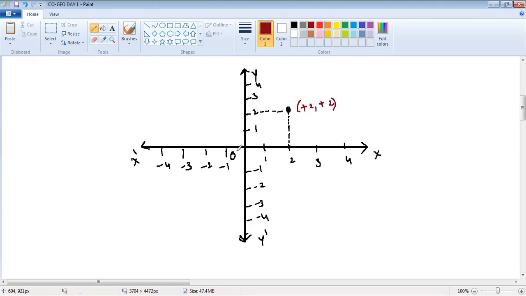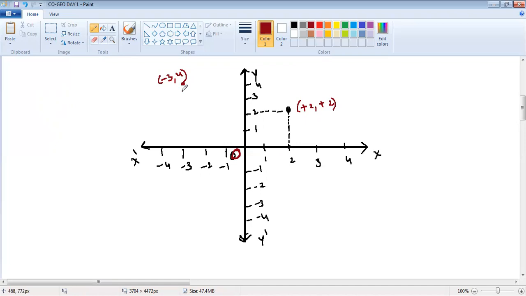Similarly, from this position O, this is called O, I'm moving to the left side. So I'm taking 3 units and I'm moving 4 units to the top. Now my position is minus 3 comma 4. Minus 3 comma 4. Okay. Now 2 comma 2 or minus 3 comma 4.